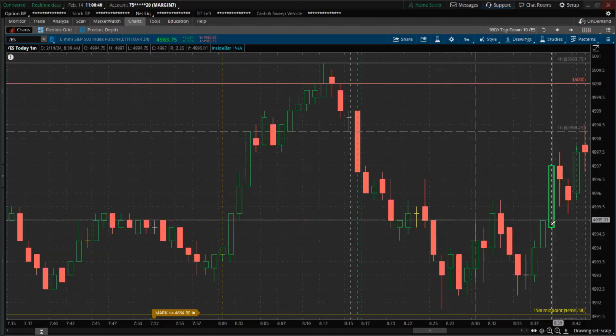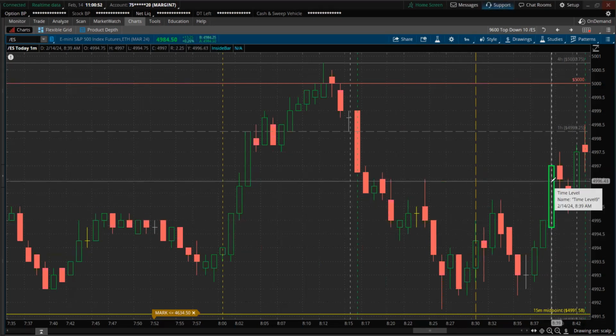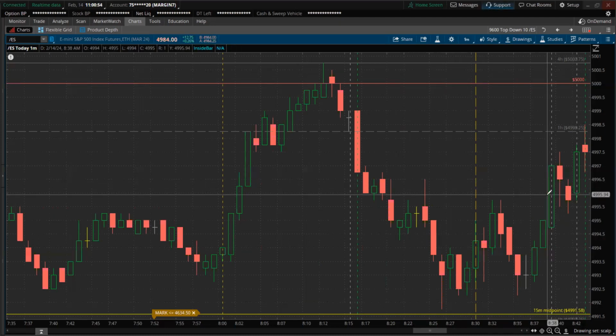I went long, which ended up giving me actually in this minute. Went long 0839. And boom, got closed that same 1 minute. So it was fast. It was a fast scalp.